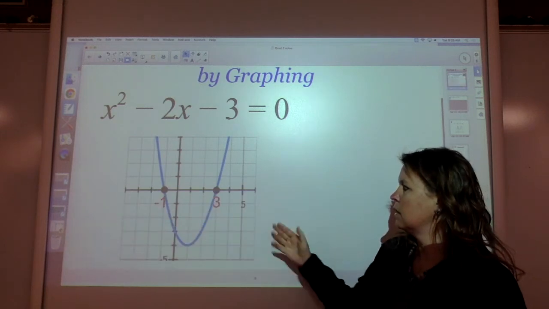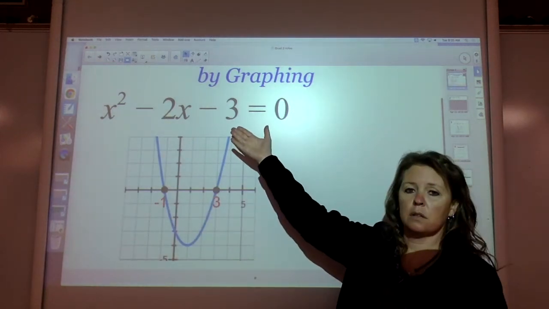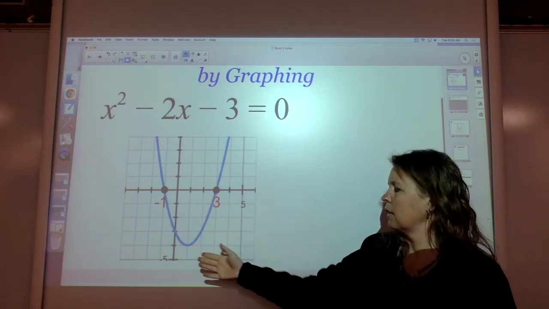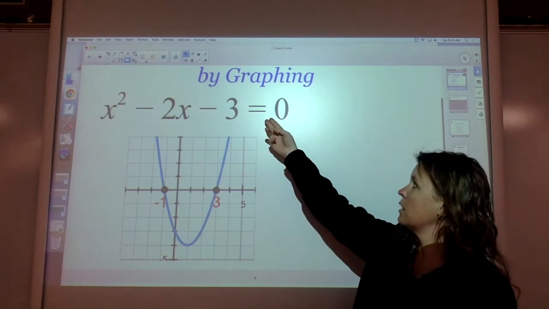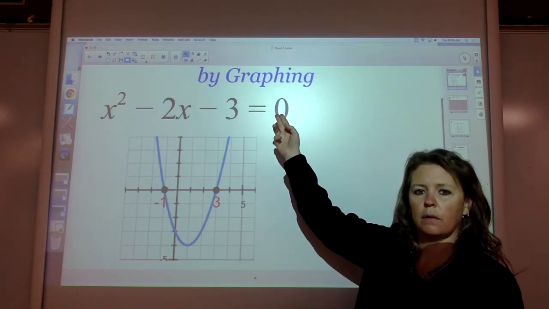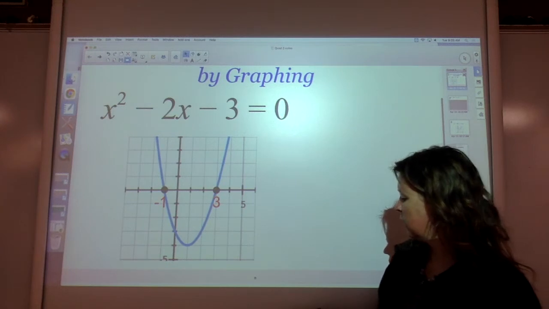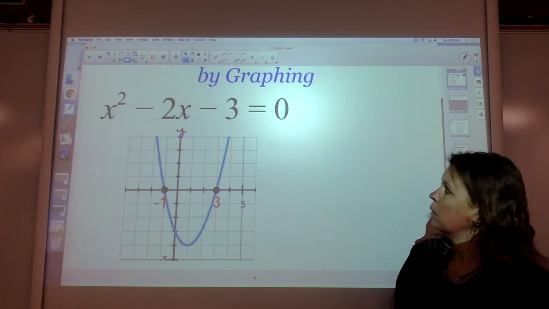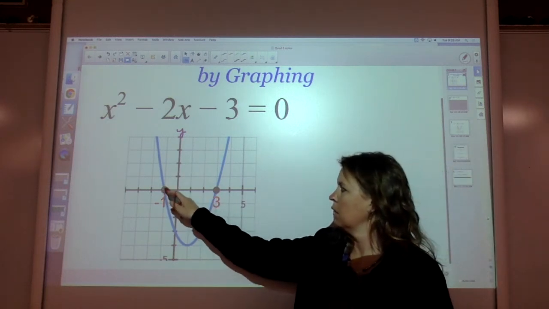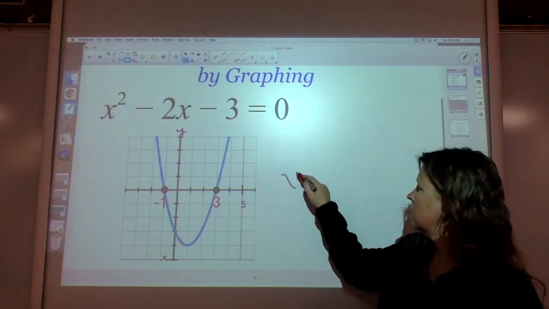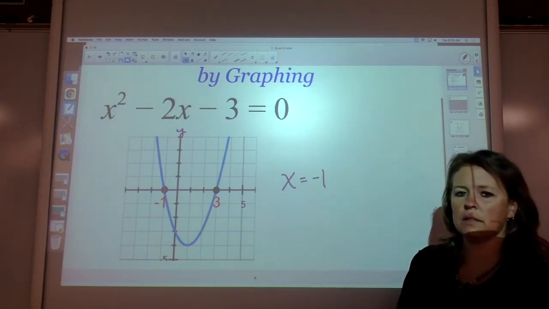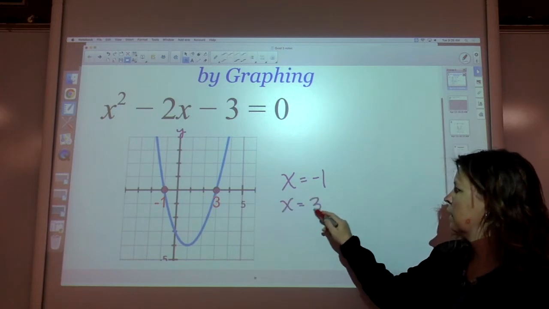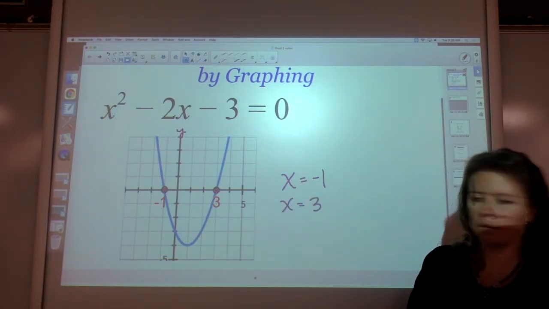Here is a picture of this equation. X squared minus 2x minus 3 is graphed. It looks like this on a graph, and then it wants to know, where does this equal zero? Meaning, where does the y value equal zero? Well, if I use negative 1 for x, it says you're going to get zero. Or, if I use 3 for x, it says you're going to get zero.